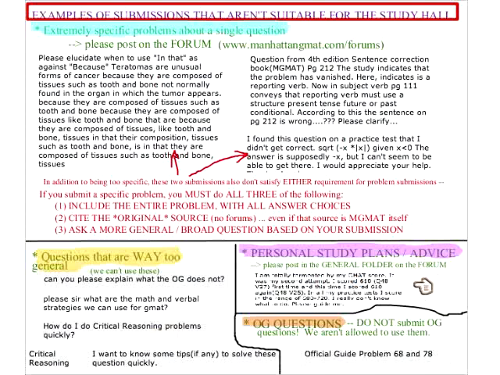Personal study plans, please don't submit stuff like this. This doesn't belong on the study hall. This belongs on the forum in the general folder. That's why we have that. The general folder is for things like study plans and personalized advice. Study hall is not the place for that.